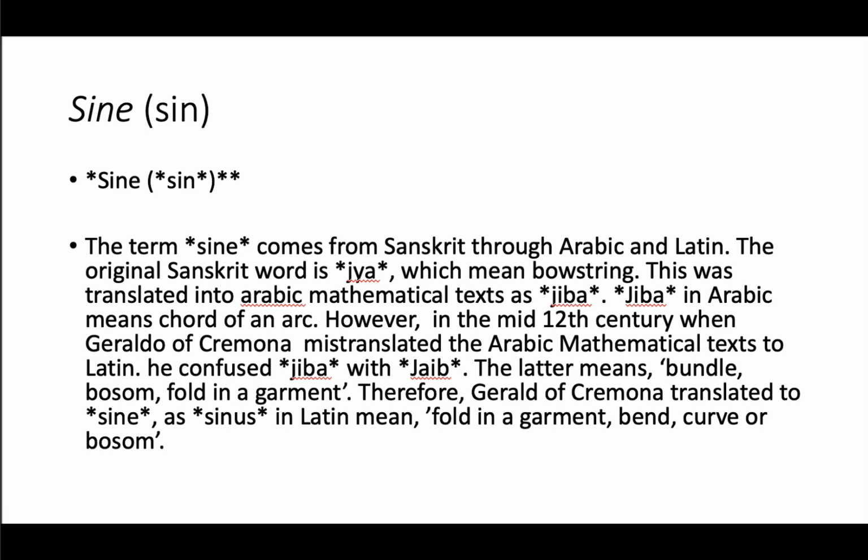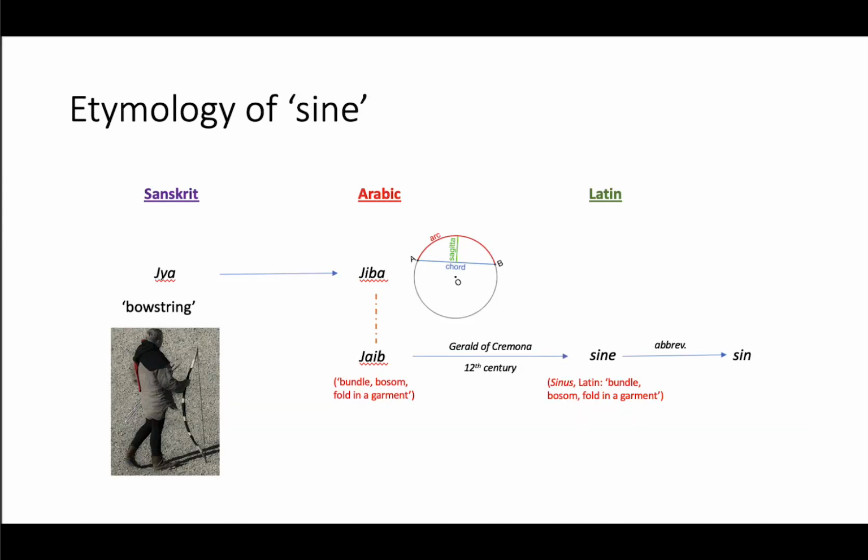The term sine originates from Sanskrit, and then it came through Arabic, then to Latin. In Sanskrit, the word that was used for bowstring is jaya.